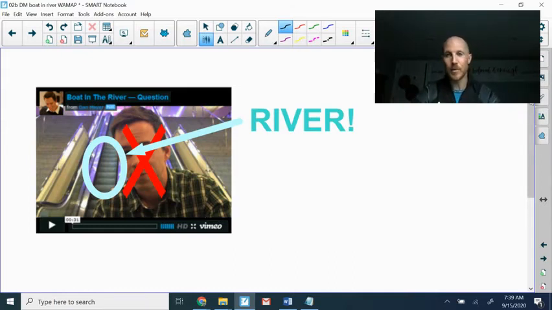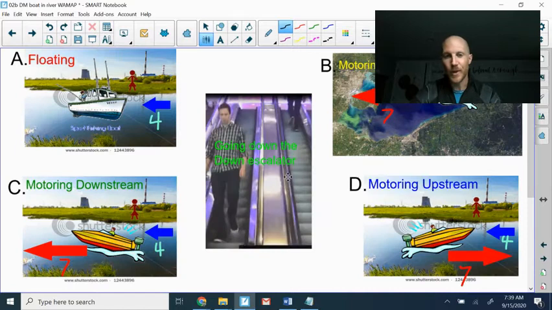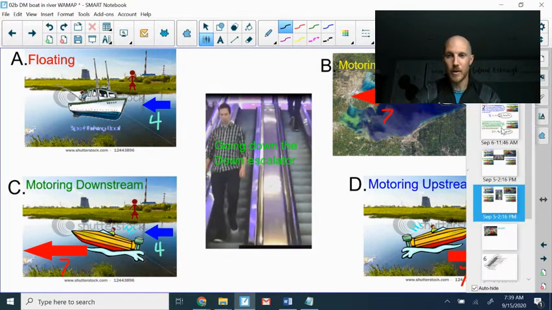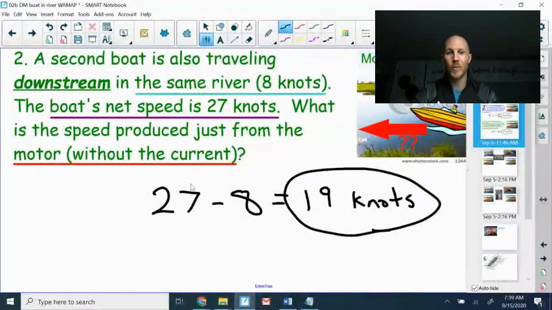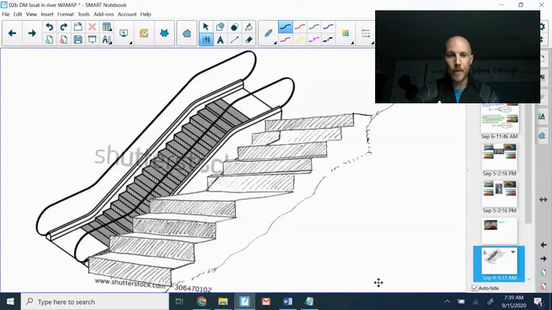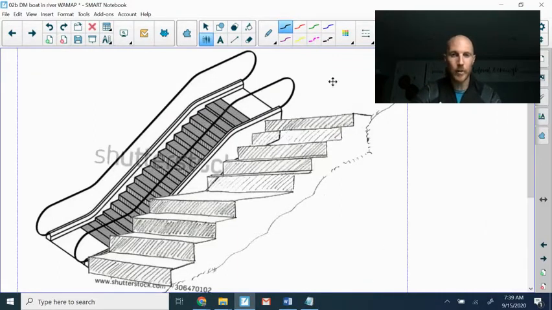I remember this part of the video was also being timed. We can get the time of the man moving down the down escalator. We can use that to get the net speed, right? And once we have this net speed and the speed of the boat, we can subtract to get the speed of the river. So, a reminder, we are making some assumptions.